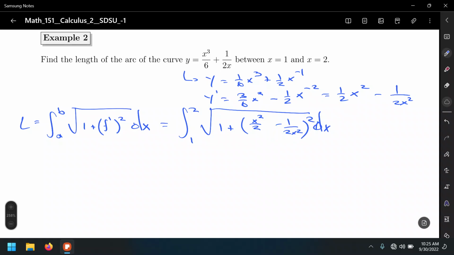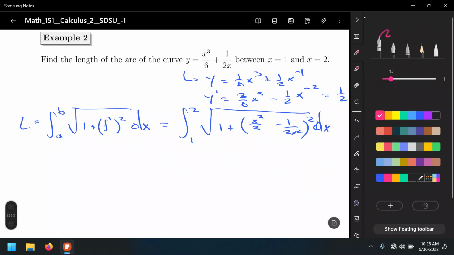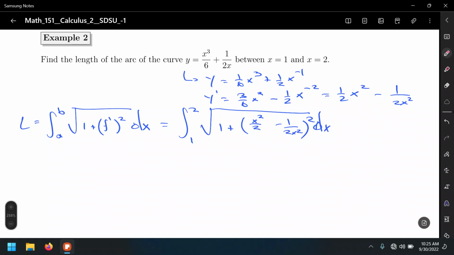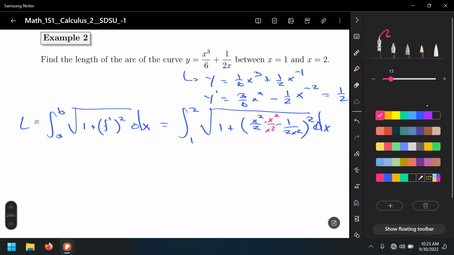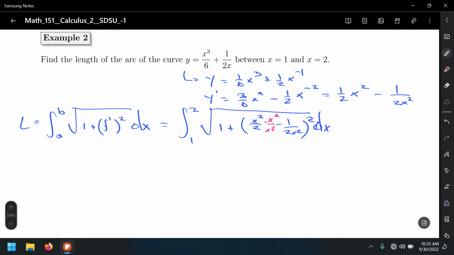So I'm making some space in order to combine like terms by finding the LCD. In this case, we already have the 2's. We need to multiply numerator and denominator by x squared. Only then we should be able to put them together. So this will be the integral from 1 to 2 of the square root of 1 plus x squared times x squared, that's going to give us x to the 4th, minus 1, over 2x squared, the whole quantity squared.